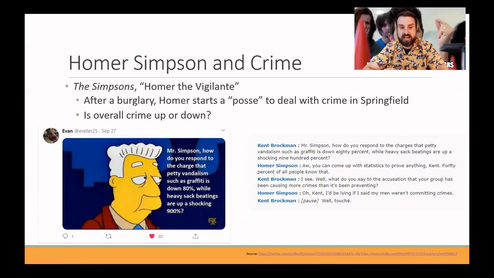Kent says, Mr. Simpson, how do you respond to the charge that petty vandalism, such as graffiti, is down 80%, while heavy sack beatings are up a shocking 900%? And what do you say to the accusation that your group has been causing more crimes than it's preventing? So my question to you is: overall crime in Springfield, up or down? Do you know? And if you don't know, what do you need to know beyond what you've already been told?